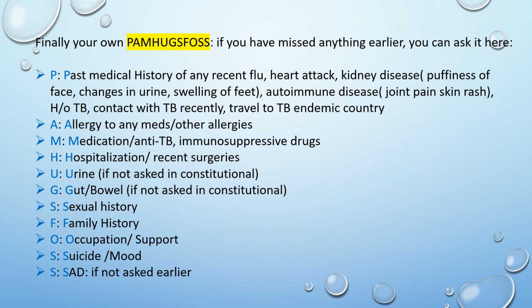S stands for sexual history. F stands for family history. O for occupation or the support, particularly the financial support. S stands for suicide and mood. And the last S stands for smoking, alcohol, and recreational drugs.